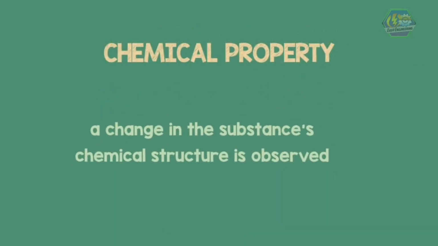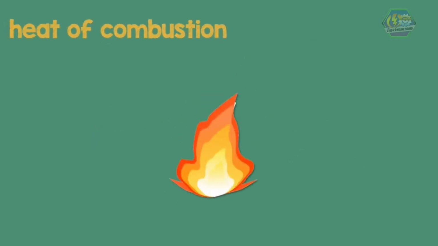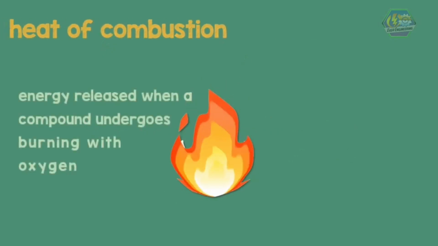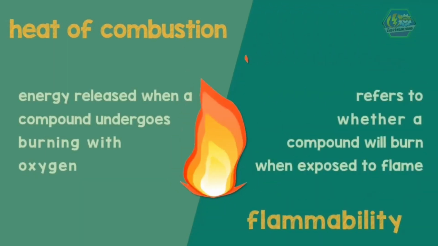For chemical property, a change in the substance's chemical structure is observed. This includes the heat of combustion, which is energy released when a compound undergoes burning with oxygen, and flammability, which refers to whether a compound will burn when exposed to flame.